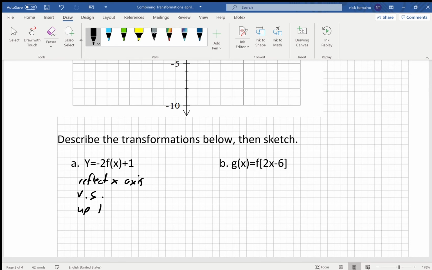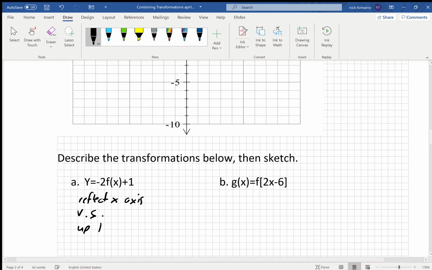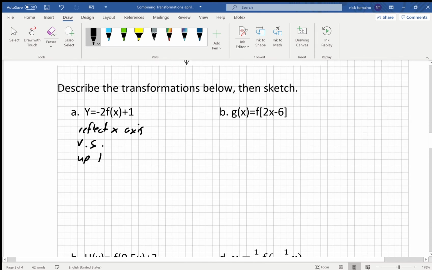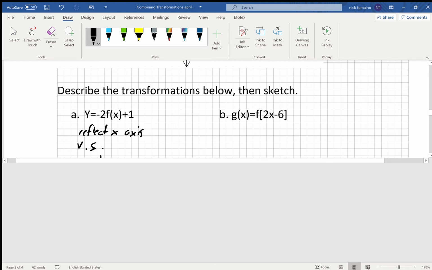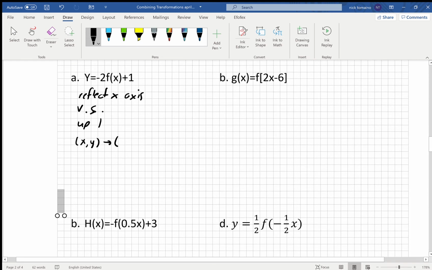Okay, so the way that we can graph these, rather than doing each one separately, we can just do it all in one step. So we take each point on the given function, we call it x y, and the x values are going to stay the same because there's no shift, and the y values, we're going to multiply them by -2, and then we're going to add 1.